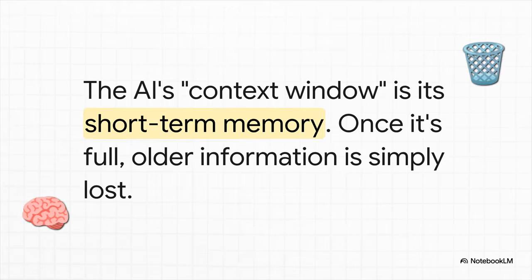So the reason this happens, the technical reason, is something called the context window. You can just think of it as the AI's short-term memory. The problem is, it's a really limited space, and once your conversation gets too long, older information just falls out. It's gone. That right there is the root of the whole goldfish problem.